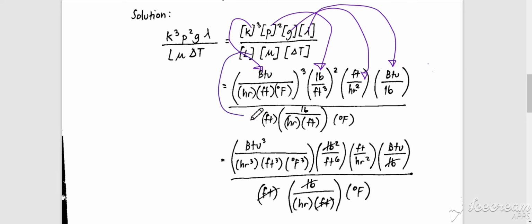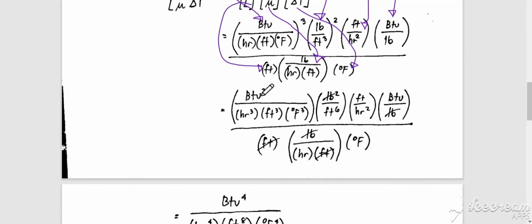We will replace the L by feet. And for mu, we will replace that by pound over hour feet. And for temperature difference, we will replace that by degree Fahrenheit. Next is to distribute the exponent to each unit. Then cancel out the units that need to be cancelled.